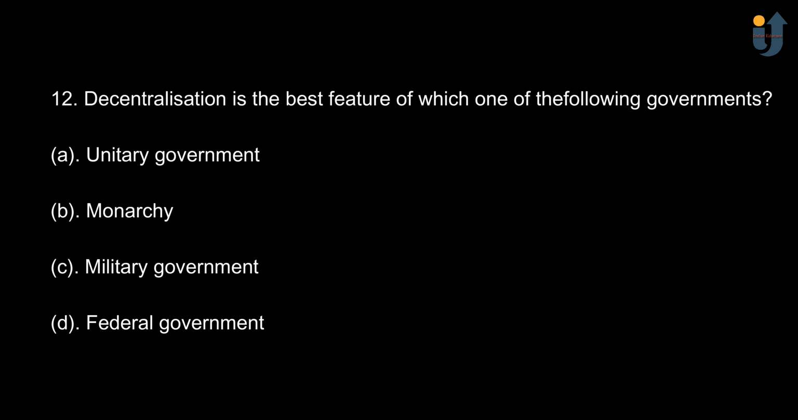Next, decentralization is the best feature of which one of the following governments? Option A, unitary government. Option B, monarchy. Option C, military government. And option D, federal government.